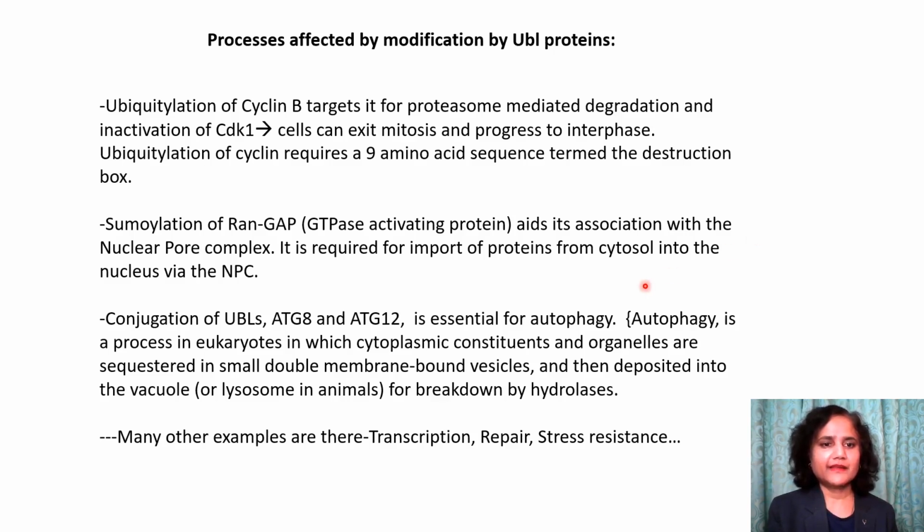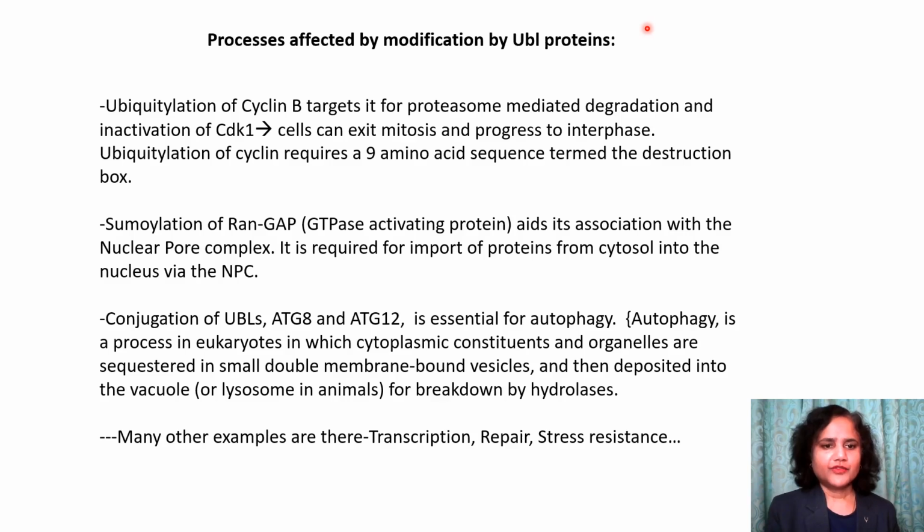An example is the SUMOylation of RanGAP, which is a GTPase activating protein. It aids in its association with the nuclear pore complex, which is present in the nuclear membrane. This is required for import of proteins from the cytosol into the nucleus via the nuclear pore complex.